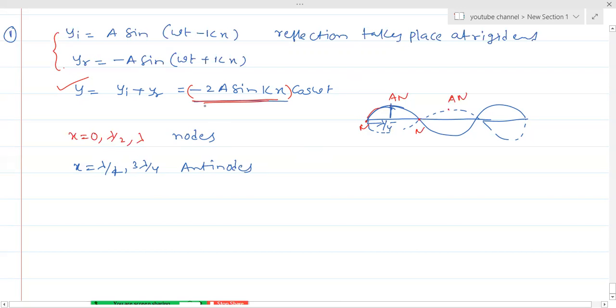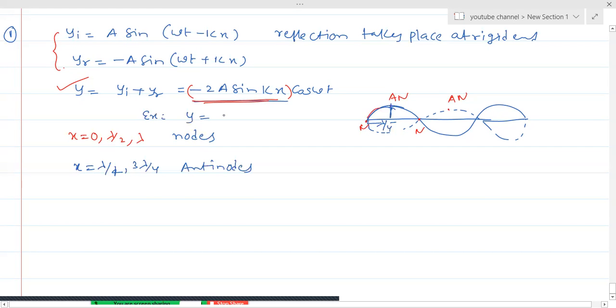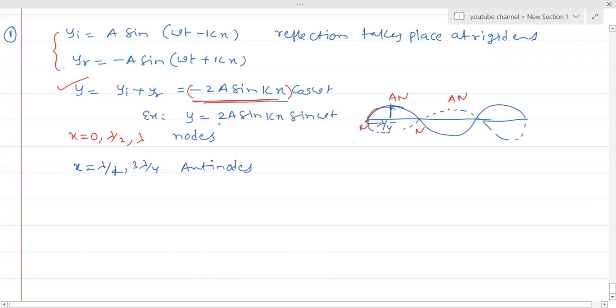So that means if we have an equation like this, suppose I am taking another example, y equivalent to, let us say, 2A sin kx into sin omega t also. So when we think of the amplitude, it is again a sine wave. So that means the wave looks to be sinusoidal. So that is very important.